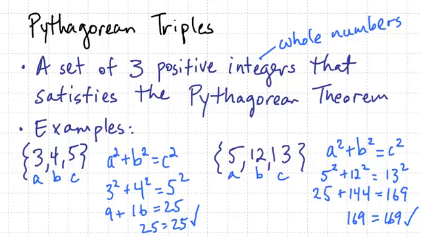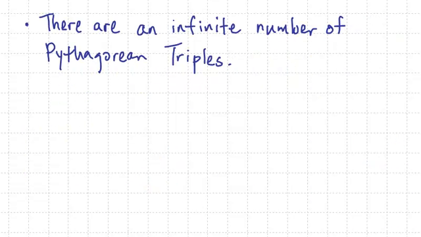Now, it's important to note there are an infinite number of Pythagorean triples. And one of your questions on the worksheet is to go out and try to find another one. In class, we're going to discuss other ways of finding Pythagorean triples and how knowing the Pythagorean triples will make Pythagorean theorem problems much easier.